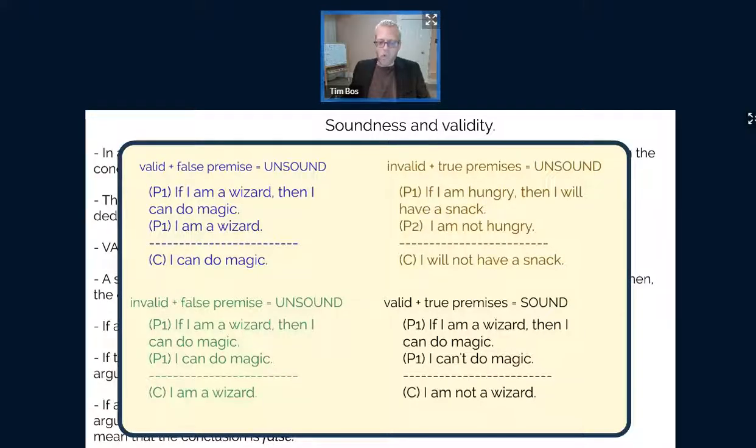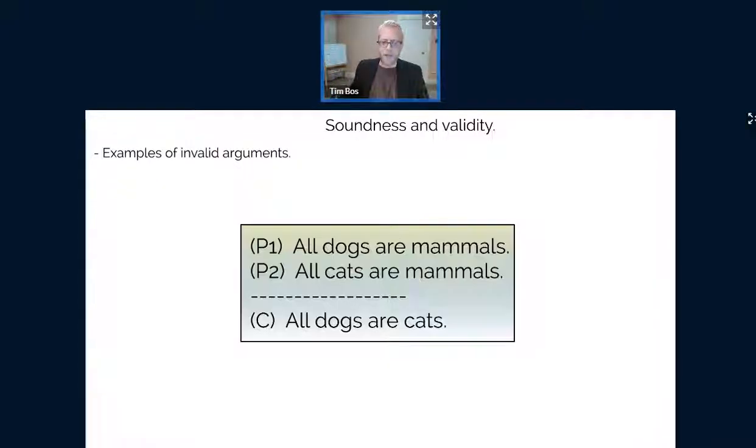That was just a quick overview so you could see the different ways in which an argument could be sound and unsound. But now let's look at some examples of just validity and invalidity. So look at this example. All dogs are mammals. All cats are mammals. All dogs are cats? Does that follow? Can everyone see that that's wrong? I assume everyone's typing that that's invalid. Exactly, yeah, you can see that.